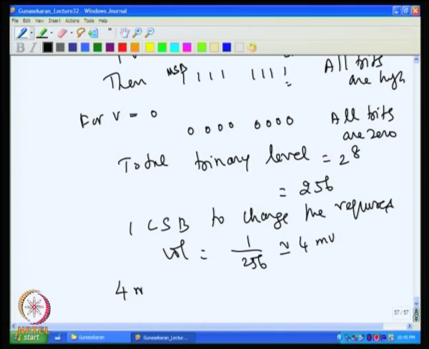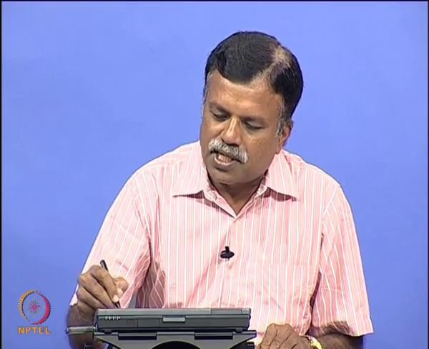The other way around, if the input is 4 millivolt, the corresponding digital output would be only the last bit alone coming high. So like that we can have a digital output corresponding to the analog input. This is what we call an ADC. So we use the term LSB. LSB is the least significant bit. So for 1 LSB, what is the voltage required?